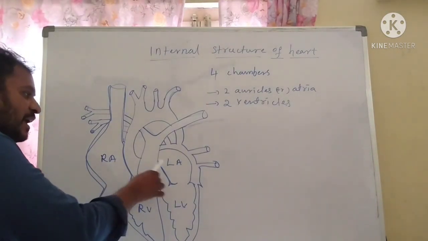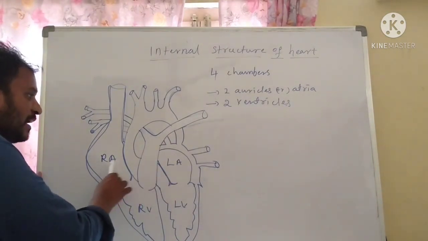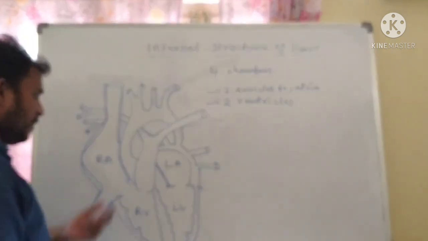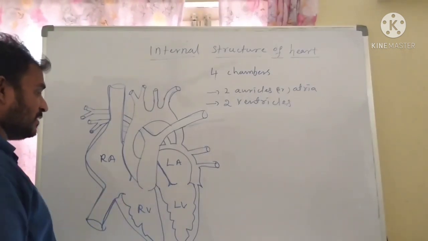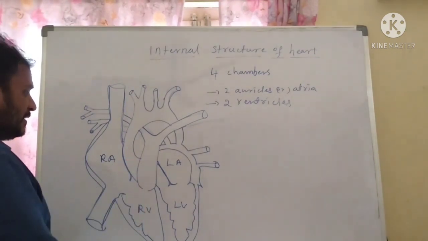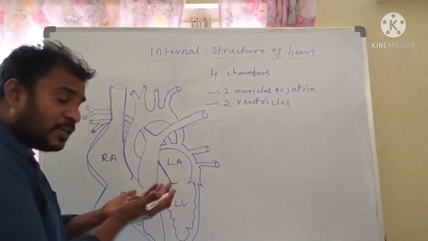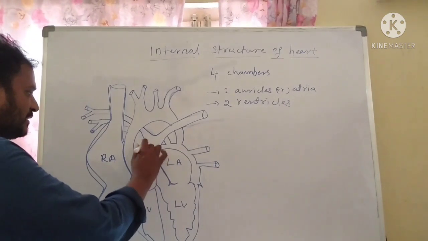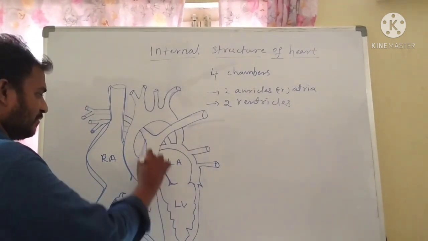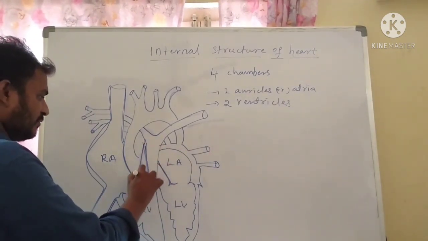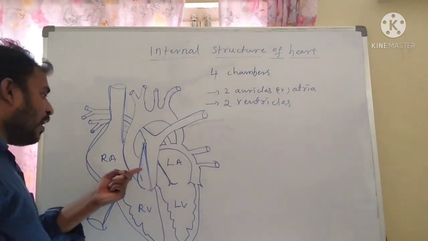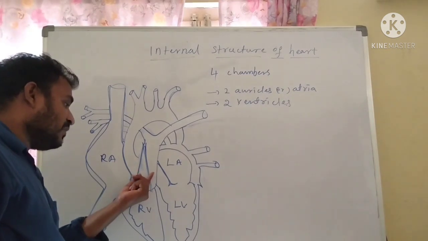And between the right and left auricles, there is a wall-like structure present, but here it is not visible because it is covered by a blood vessel. But below that blood vessel, exactly at this location, one wall-like structure is present. That wall-like structure is called the septum.